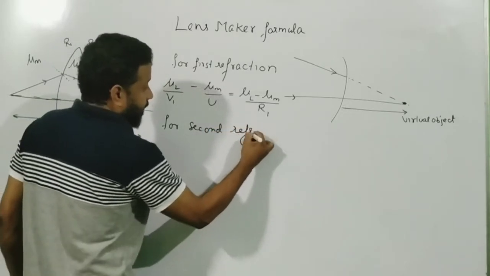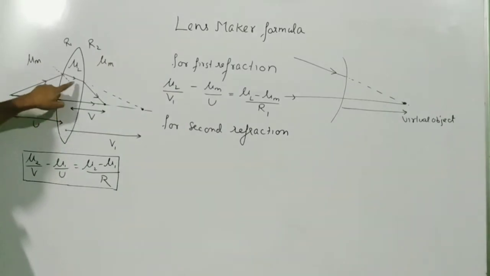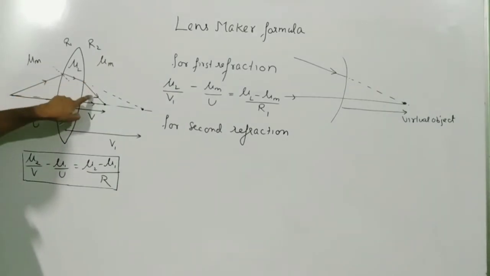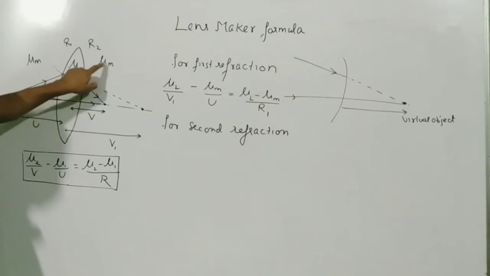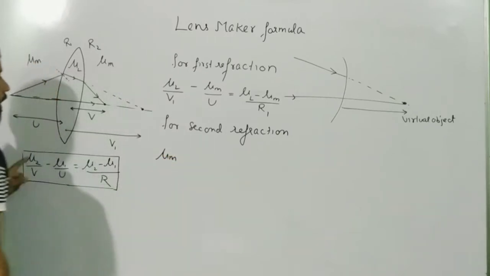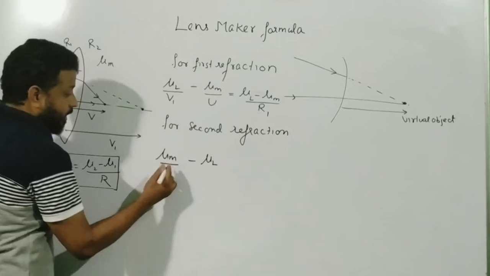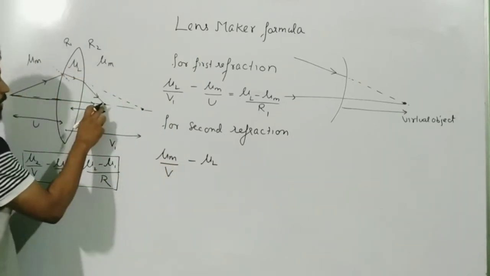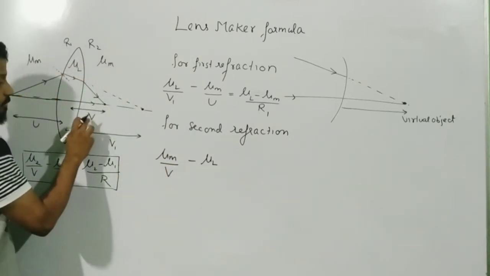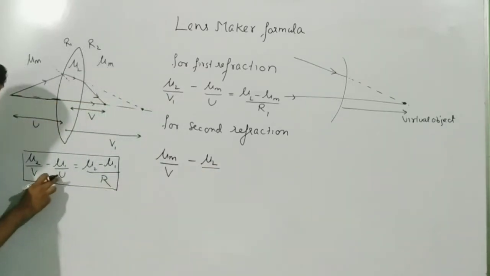For second refraction, this is my incident ray, and this is my refracted ray. Now the refracted ray lies in the mu m medium. So my mu2 becomes mu m and mu1 becomes mu l. The final position of the image is V, so I will write this as V. Now object distance, remember this is U. This one is U, the position of the object.